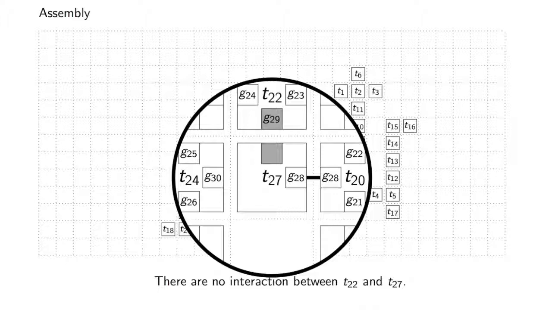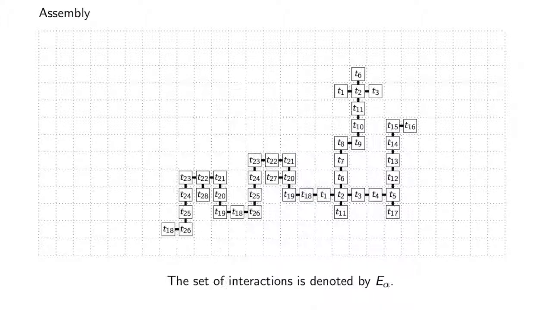Now focus on the tile T27 and its north neighbor, the tile T22. The glue labels on their abuttal sides are different. These two tiles do not interact. In fact, a tile with no glue label on one side cannot interact with another tile on this side. Since there is no interaction, we do not draw the edge between T27 and T22. Let's zoom out. All the edges which represent an interaction between two neighboring tiles are drawn.